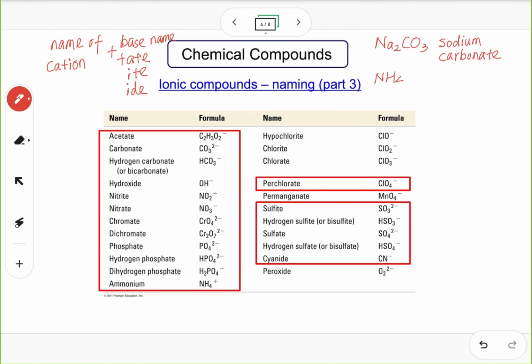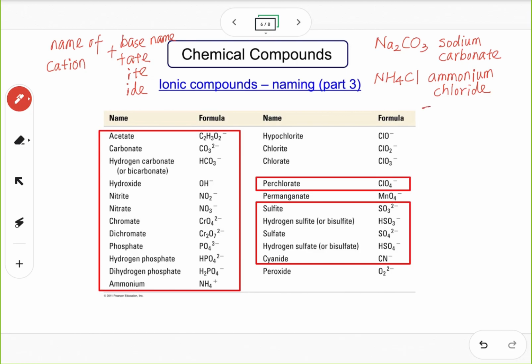NH4Cl. Well, NH4, ammonium. Cl from part 1, it's chloride. Okay, so the name of this compound would be ammonium chloride. All right. Some more examples.